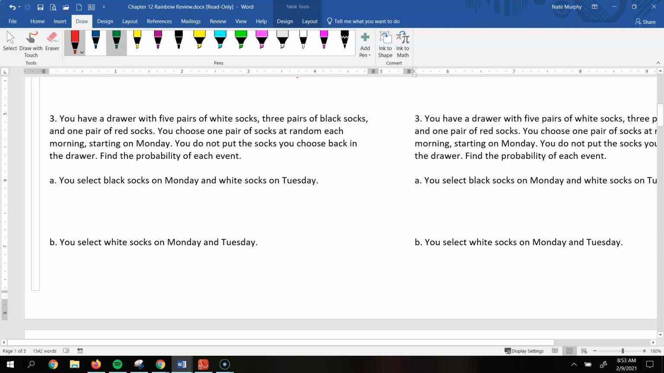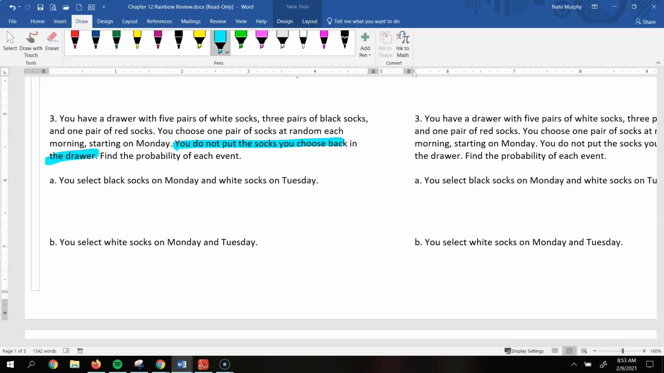All right, so this one, it says you have a drawer with 5 pairs of white socks, 3 pairs of black socks, and 1 pair of red socks. You choose 1 pair of socks at random each morning, starting on Monday. You do not put the socks you choose back in the drawer. Find the probability of each event. Okay, so that's important. Little things like this mean something when we're dealing with probability.